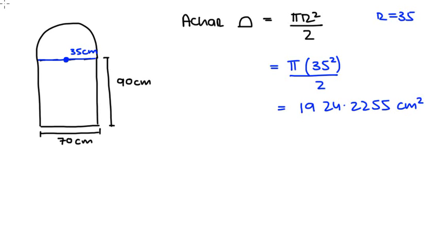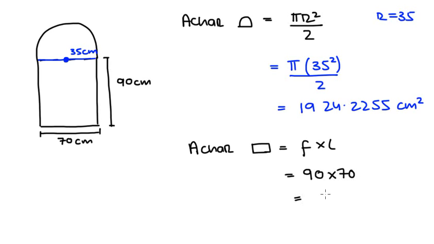Now we're going to find the area of the rectangle. So rectangles and squares we're not given any formulas for, we need to know it off by heart, but it's straightforward enough. So we know it's length times width. So it's going to be 90 multiplied by 70, which is going to give me 6,300 centimeters squared.